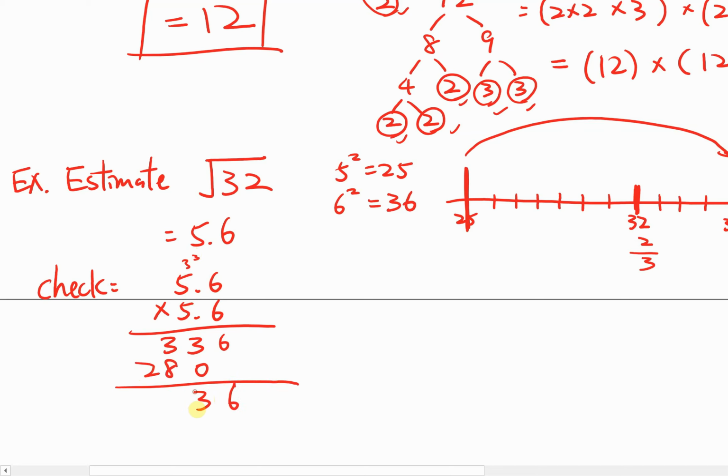That's 6. That's 3. That's 1. And that's 3. 2 decimal places. So 31.36. I would say this is a pretty accurate estimate. Okay, I would say this is actually pretty good.